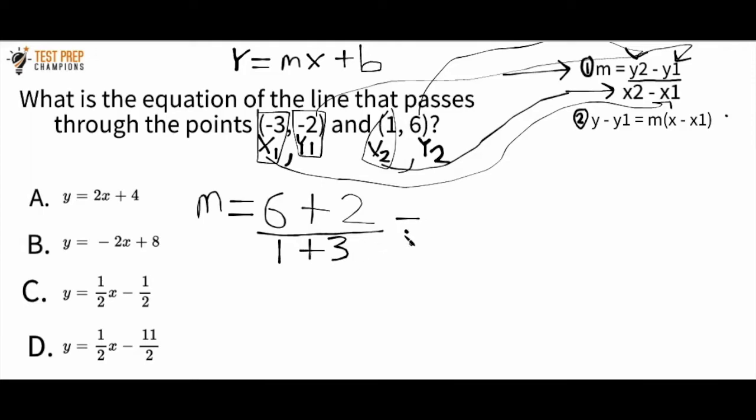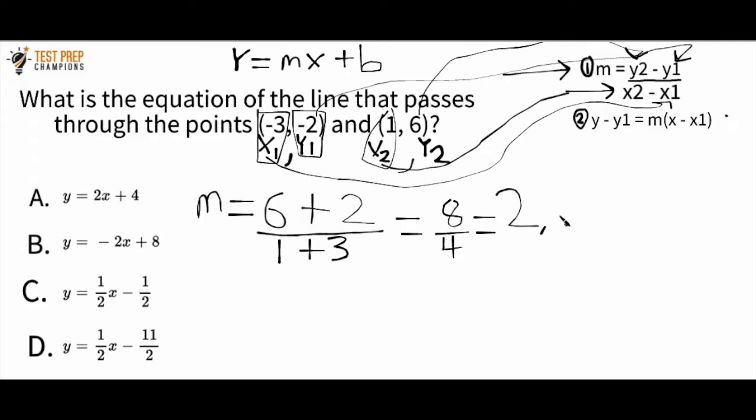All right, so what is 6 plus 2? 6 plus 2 is 8. What is 1 plus 3? 1 plus 3 is 4. And what is 8 divided by 4? The correct answer is 2. And so now what we figured out is that slope equals 2. And this is really, really important because we now know that m equals 2.